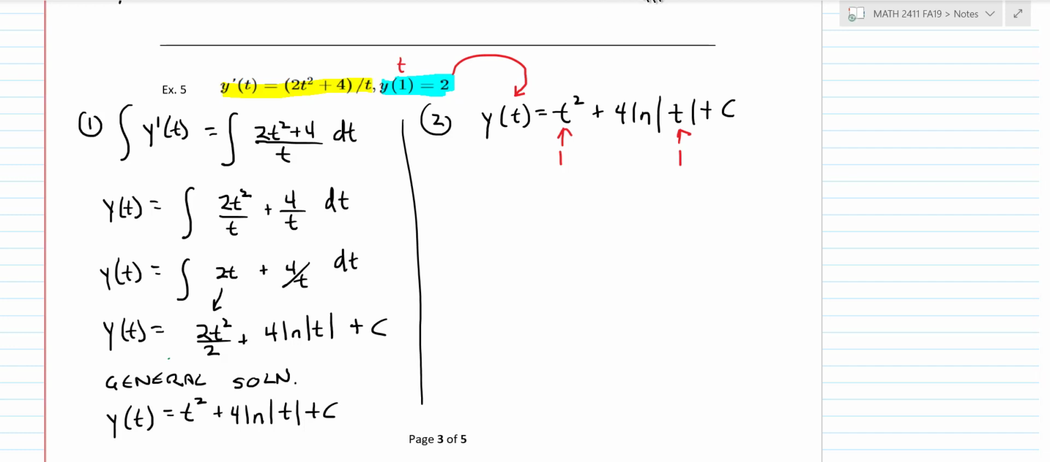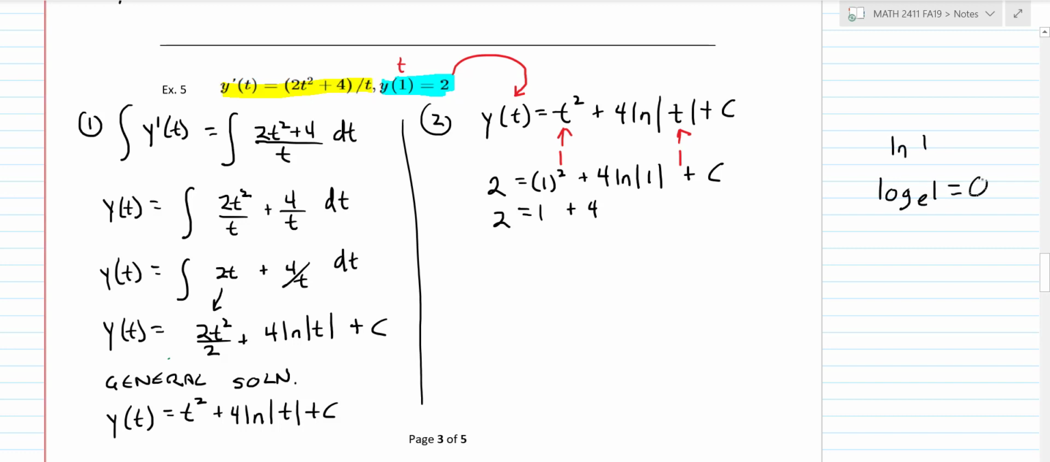When I plug all this in, what I get is 2 is equal to 1 to the second plus 4 times the natural logarithm of 1 plus c. So this is 2 equals 1. The logarithm of 1, that just means log base e of 1, so that's equal to 0, since e to the 0 is 1. We get that plus c. So 2 is equal to 1 plus c. Therefore, c is equal to 1.